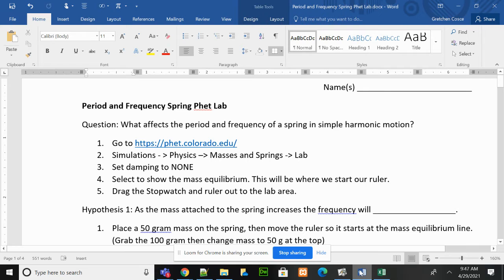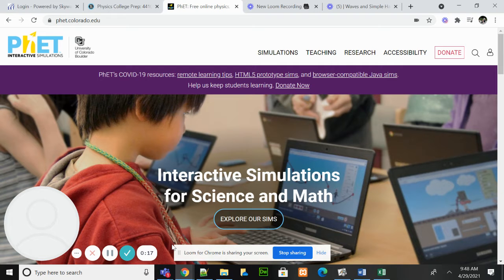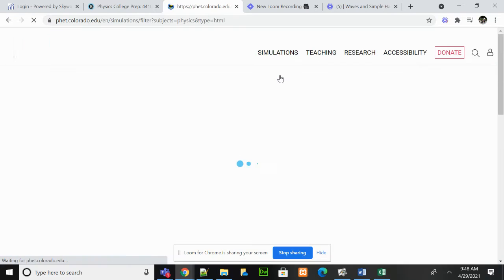Okay, so we're gonna look at how you can do these labs at home. First you're gonna go to colorado.edu and we're gonna click on simulations, physics, masses and springs, lab. So let's do that. Here I'm at PhET, simulations, physics.